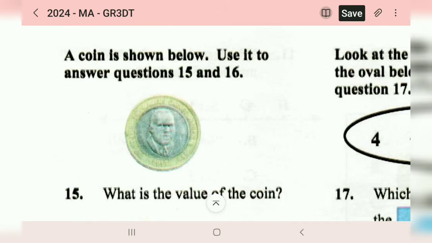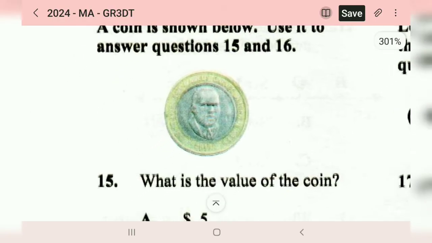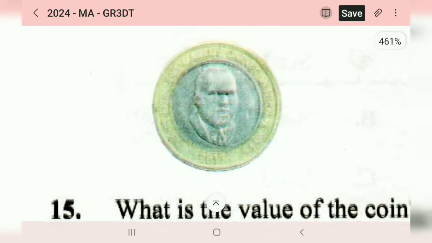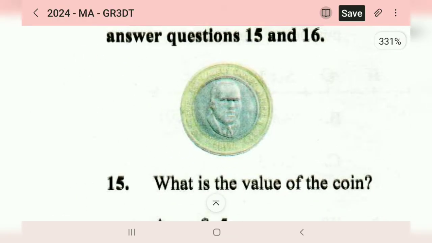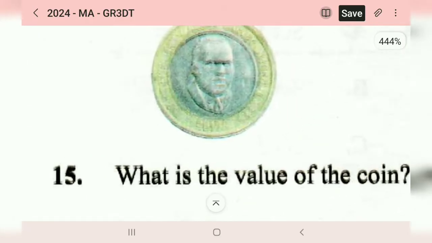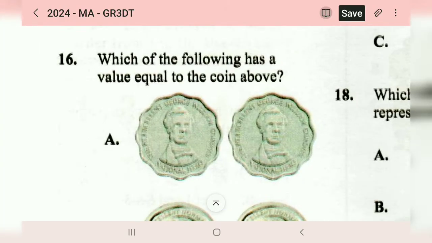Moving on, it says a coin is shown below. Use it to answer questions 15 and 16. What money is this? You know this money. I know you guys don't want the money here to carry to school, but you should know it. You get it back for change. What is this money? It is a $20 coin. Good job. 16. Which of the following has a value equal to the coin above?